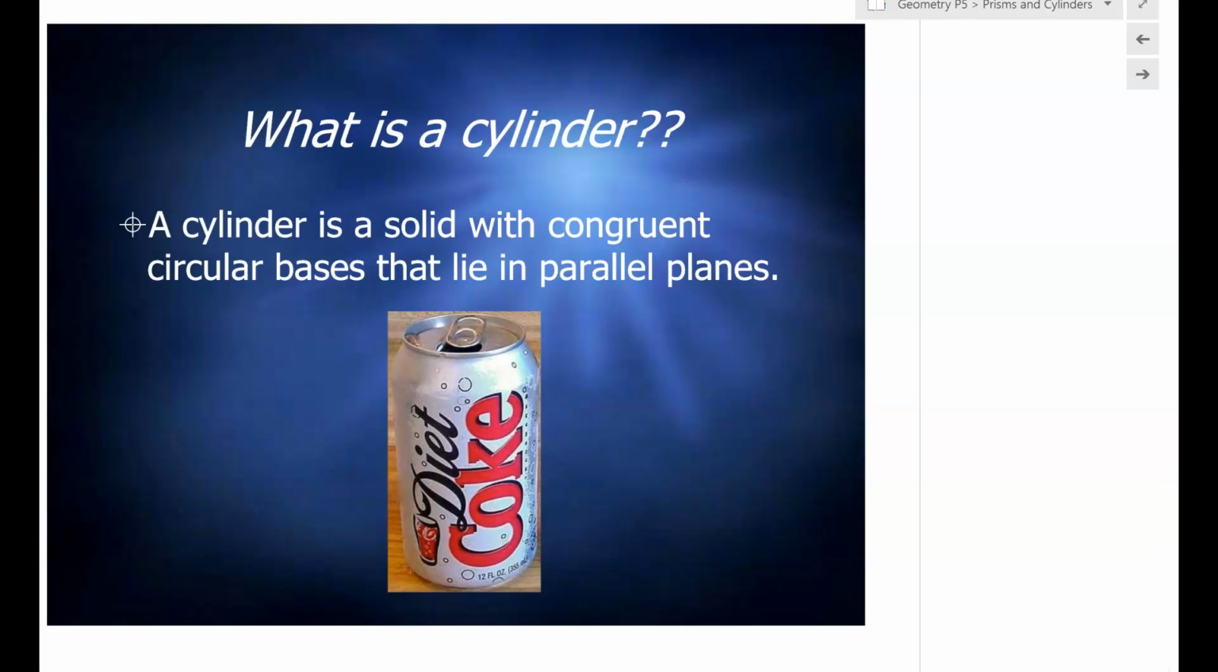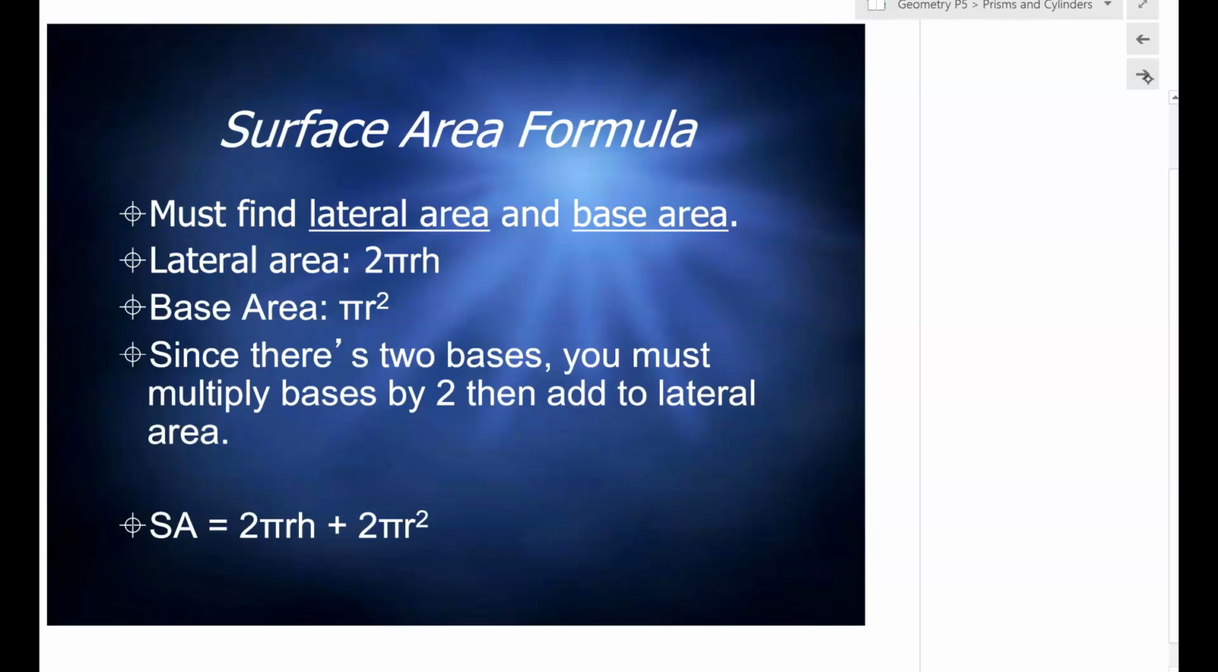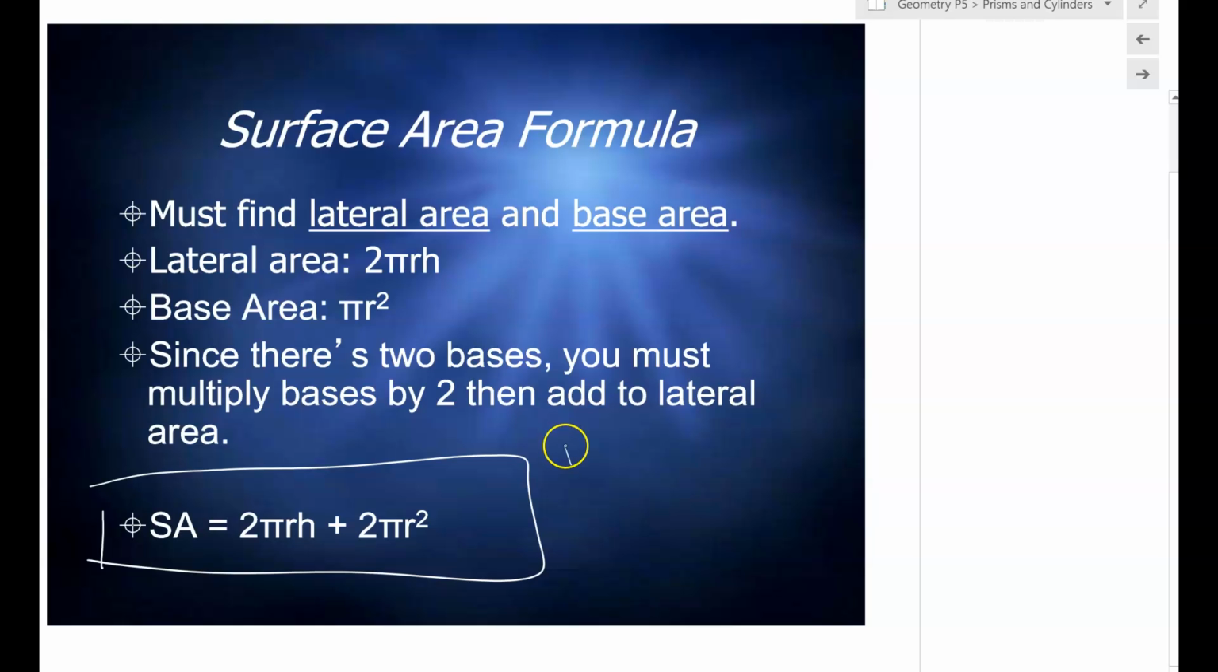Very similar plug and chug. These are easier than prisms because you don't have to worry about finding different bases. Truthfully, I have all this stuff here about lateral area and base area. Really, all I want you to do is jump down here to the formula: 2 pi r h plus 2 pi r squared. r is the radius and h is the height. That's all you really need to know. You might want to pause that to write that down.